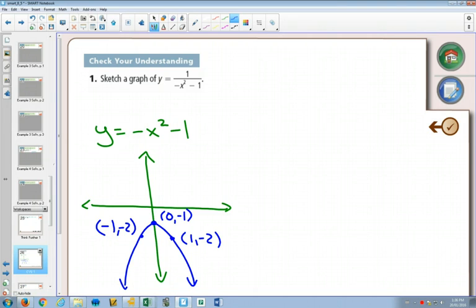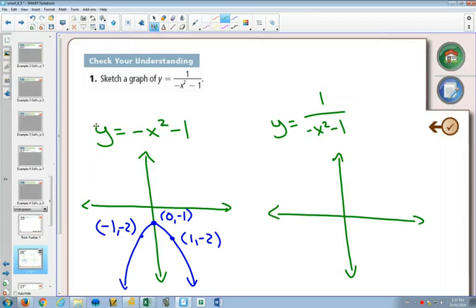How many asymptotes is our reciprocal going to have? None. Because when we do 1 over negative x squared minus 1, we had no x-intercepts to start with, so we're going to have no non-permissible values. So when we go to do our asymptotes, we have no vertical asymptotes that we can draw, but we still have our horizontal asymptote at y equals 0.